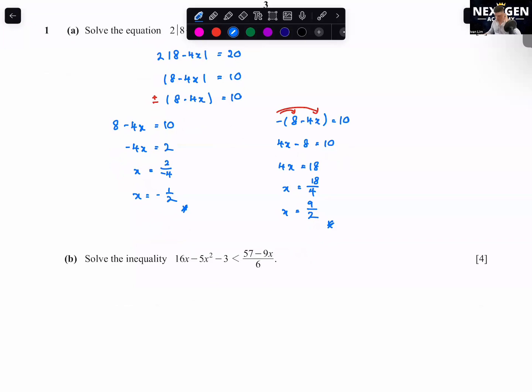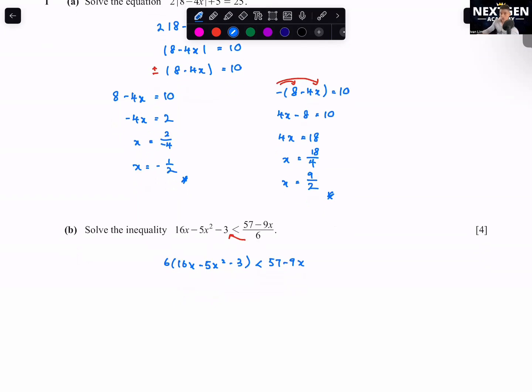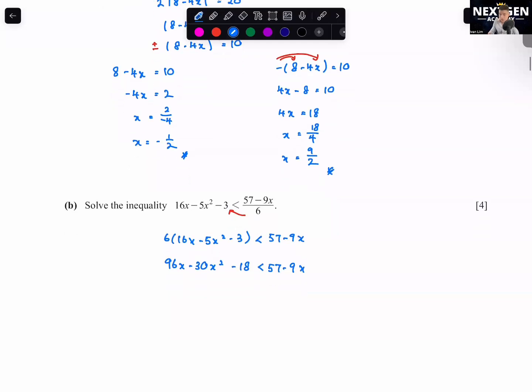Question B, solve the inequality 16x minus 5x squared minus 3 less than 57 minus 9x over 6. First thing, let's multiply the 6 first. 6, 16x minus 5x squared minus 3 less than 57 minus 9x. Open out the bracket. I want to rearrange it to ax squared plus bx plus c eventually. So 6 times 16 here will be 96x minus 30x squared minus 18 less than 57 minus 9x. I shift everything to the left-hand side first. So it becomes negative 30x squared plus 105x minus 75 less than 0.